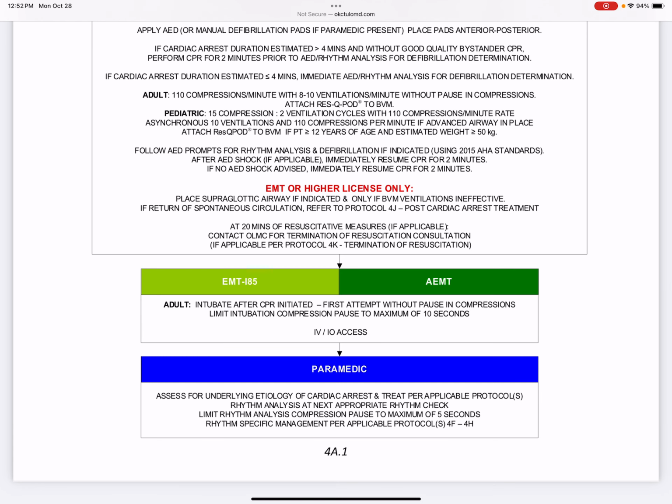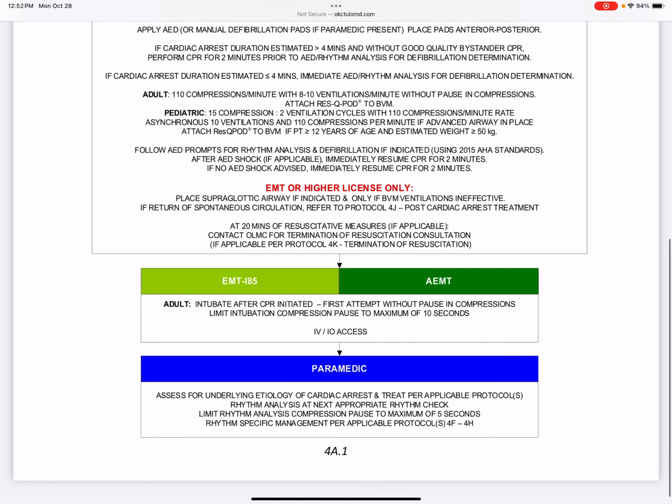After the AED shock, immediately resume CPR for 2 minutes. That's important to know. May or may not be a test question later on. You always immediately resume compressions after delivering defibrillation. If no AED shock is advised, obviously we're going to go right back to CPR for 2 more minutes.